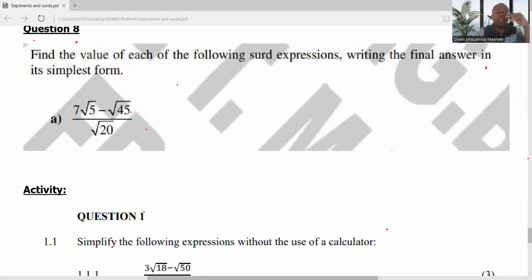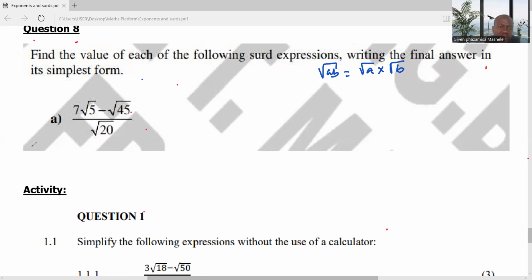Okay, then now we have a surd here. It says find the value of each of the following surd expressions, writing the final answer in its simplest form. It means without using any calculator, we do not have to write the answer in decimals. So how are we going to do this? We know that in terms of surds, the square root of a times b is the square root of a alone times the square root of b.